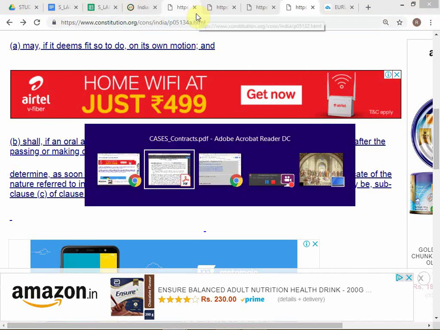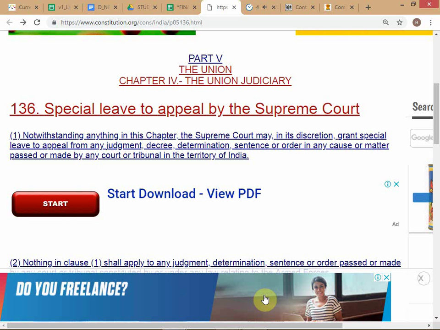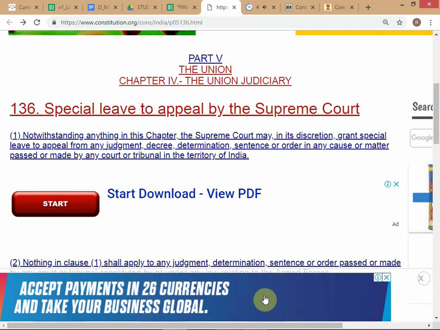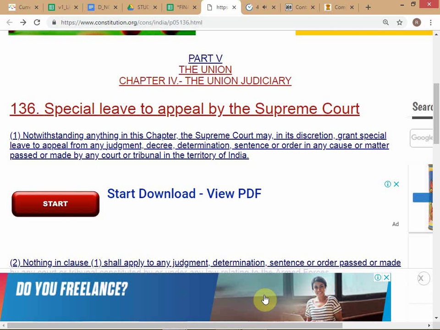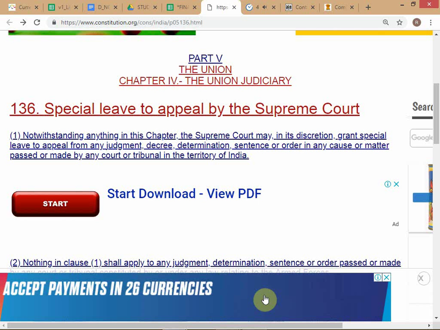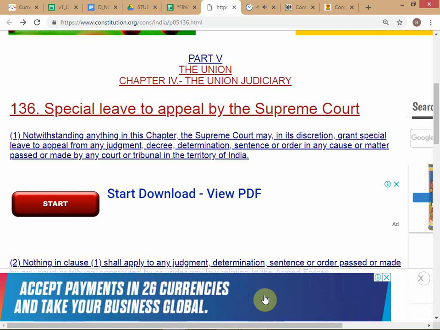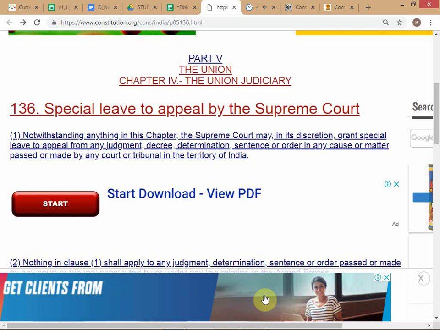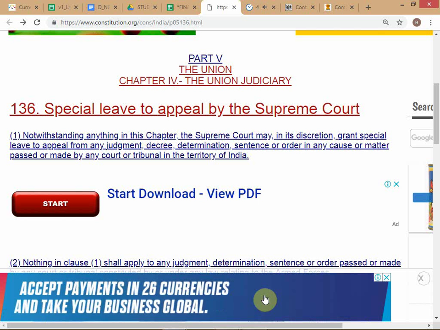Where is the hope? One minute. Here is hope. So now what does 136 say? Remember 132, 133, 134 are all part of the same chapter. In the Constitution you have chapters, and within that you have the individual provisions of the articles. So what does it say? Notwithstanding anything in this chapter, which means never mind what 132, 133, 134, 134A or anything else in this chapter says, I am the final word.